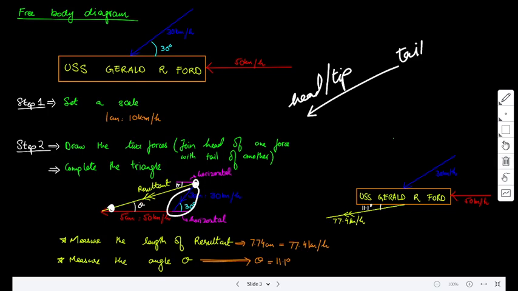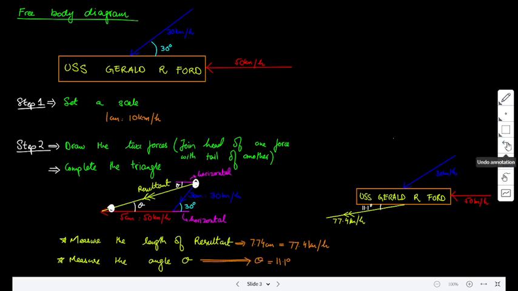Then you have to measure the length of the resultant. By measuring the length of the resultant, you'll get the resultant magnitude of the two vector quantities. So the length in this case is 7.74 centimeters, which is equivalent to 77.4 km per hour, as 1 centimeter was what? 10 km per hour. Then you have to measure the angle, because obviously you need the angle. Angle is the direction. Without direction, a vector quantity is useless. This is the angle theta.